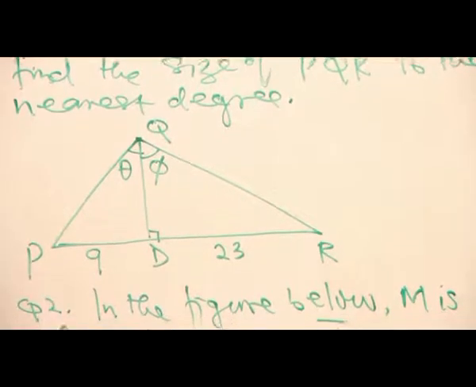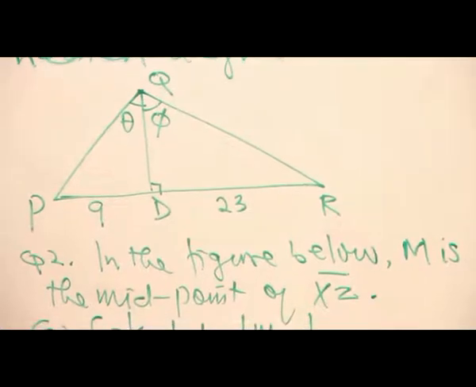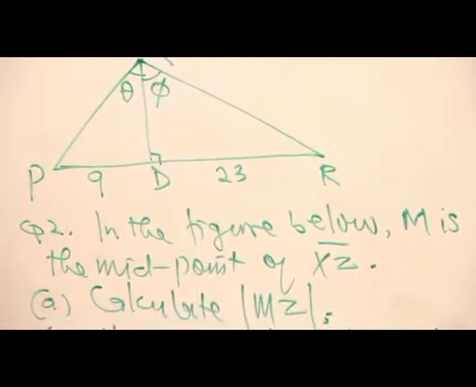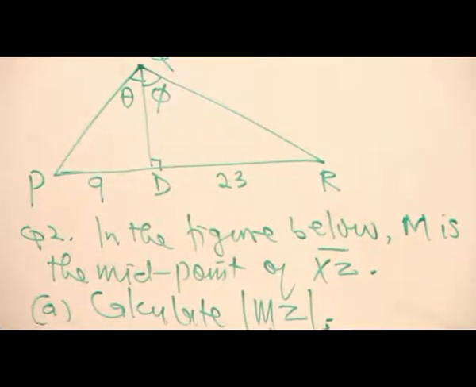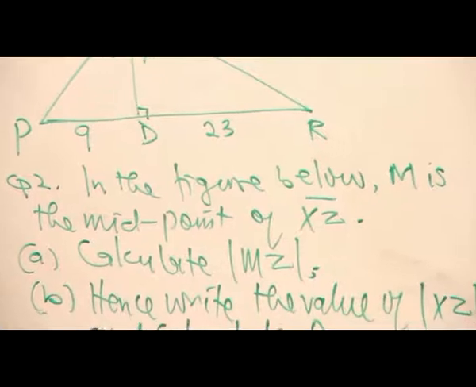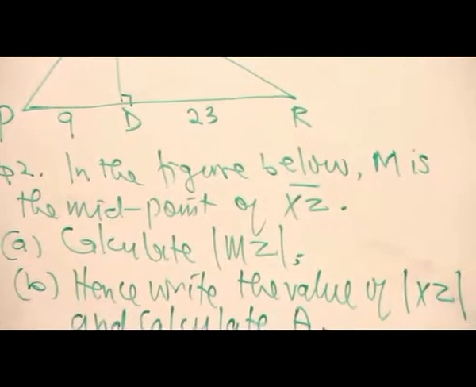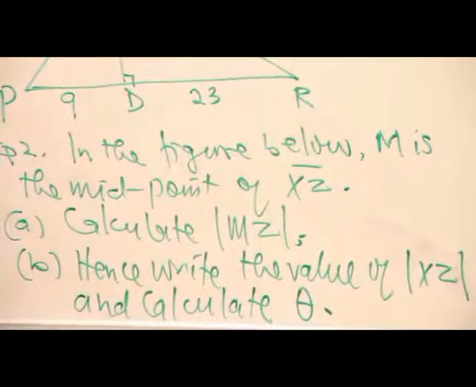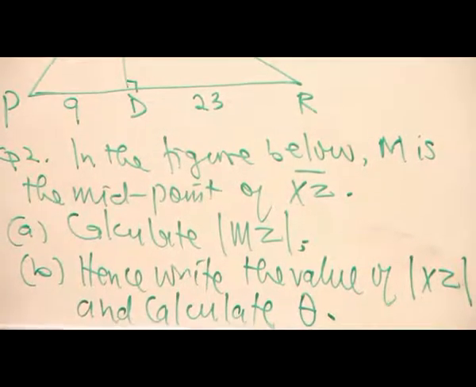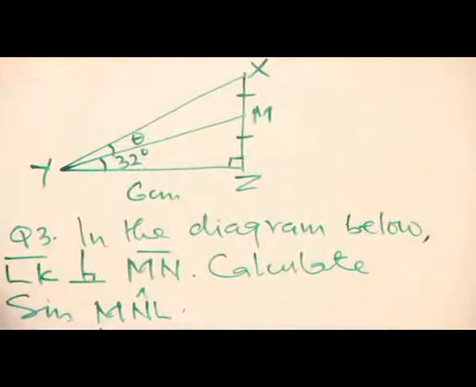Question number 2. In the figure below, M is the midpoint of SZ. A. Calculate MZ, the length of MZ. B. Hence write the value of the length of SZ and calculate theta. Here is the diagram.